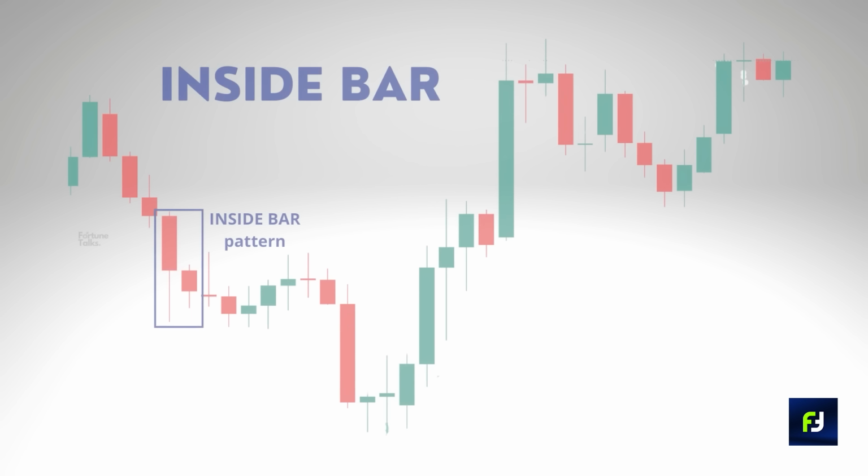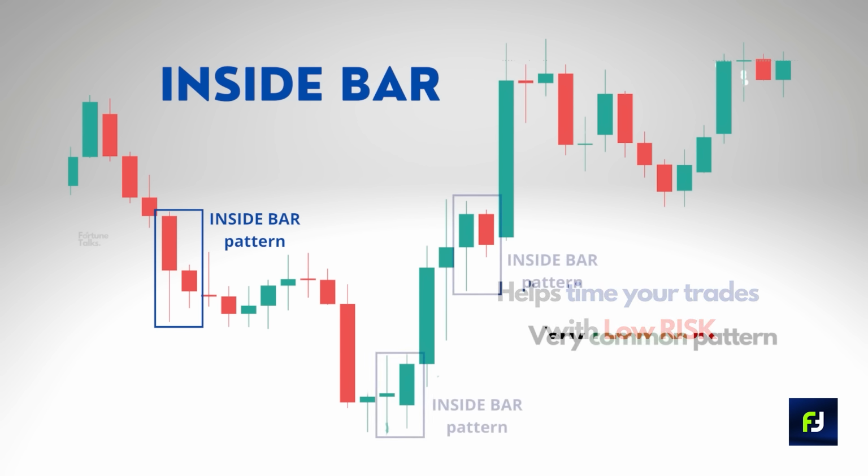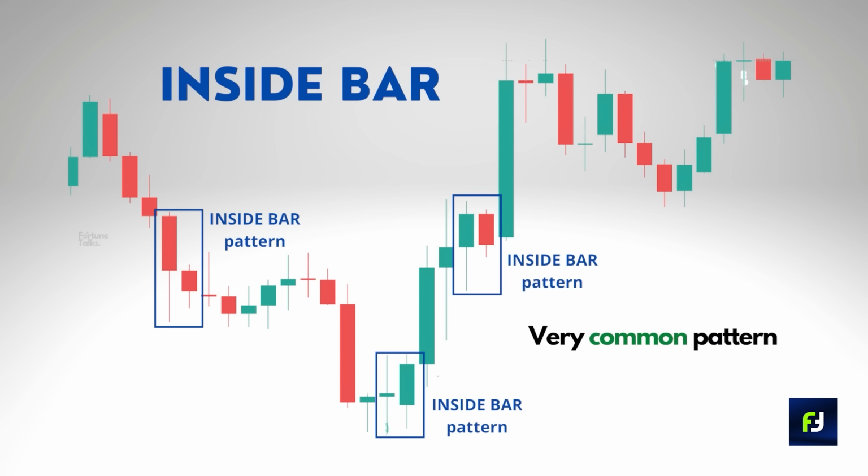The inside bar pattern is one of the most common candlesticks you will find on your charts. The inside bar is a simple yet powerful candlestick pattern. It can help you better time your trade entries with lower risk. And the best part, once you learn to identify this pattern, you will very quickly see it everywhere. You will see it in many different markets and in all your different time frames.